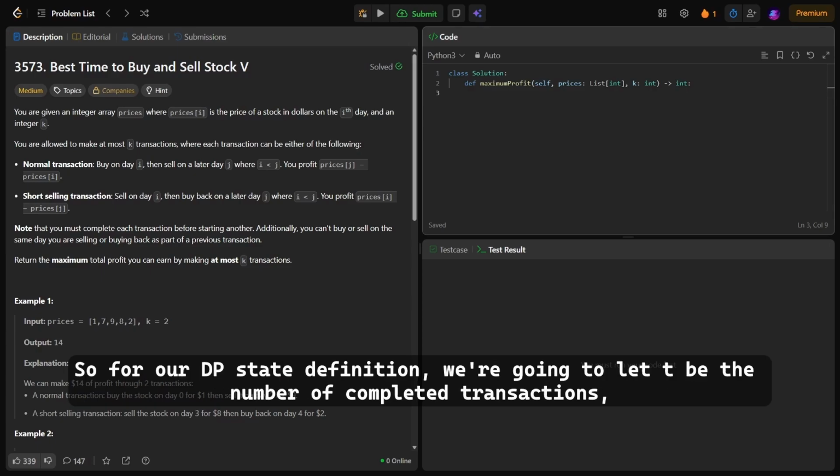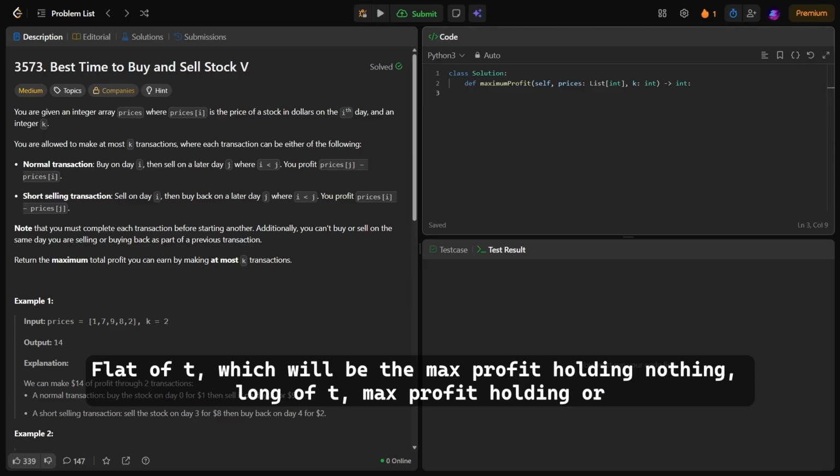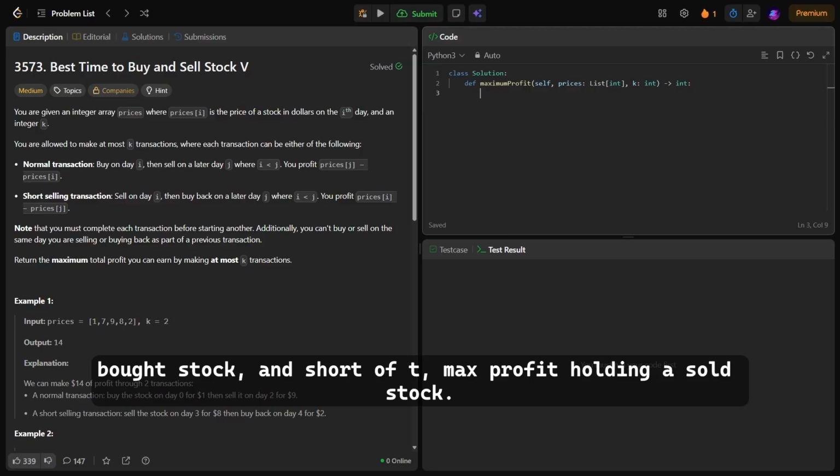So for our DP state definition, we're going to let t be the number of completed transactions, between 0 and k, and we'll track three values for each t. flat[t], which is the max profit holding nothing, long[t], the max profit holding a bought stock, and short[t], the max profit holding a sold stock.